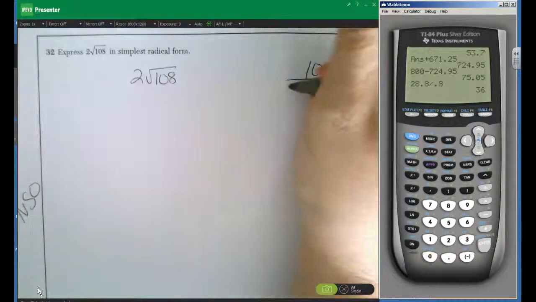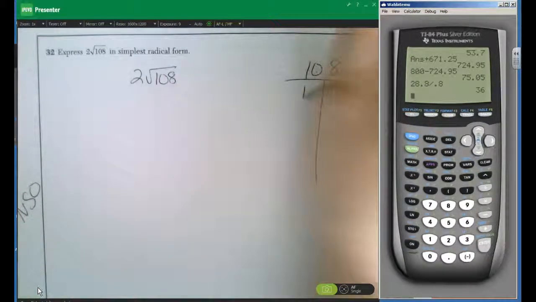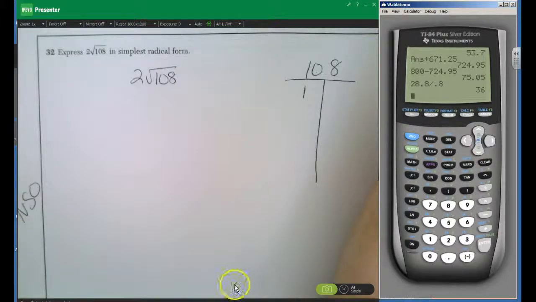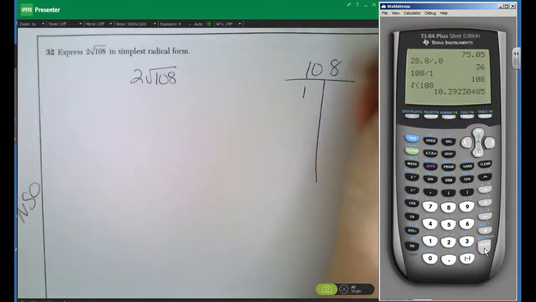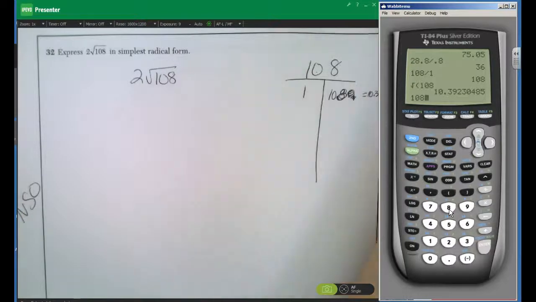First, you always do 108 divided by 1 and see what you get. When you do that, you hit the square root of whatever your answer was. We get a decimal, so we know it's not going to be that. Now we're going to do 108 divided by 2. Oops, I wrote this wrong. Okay, and then we get our 10.3. We don't care about that.